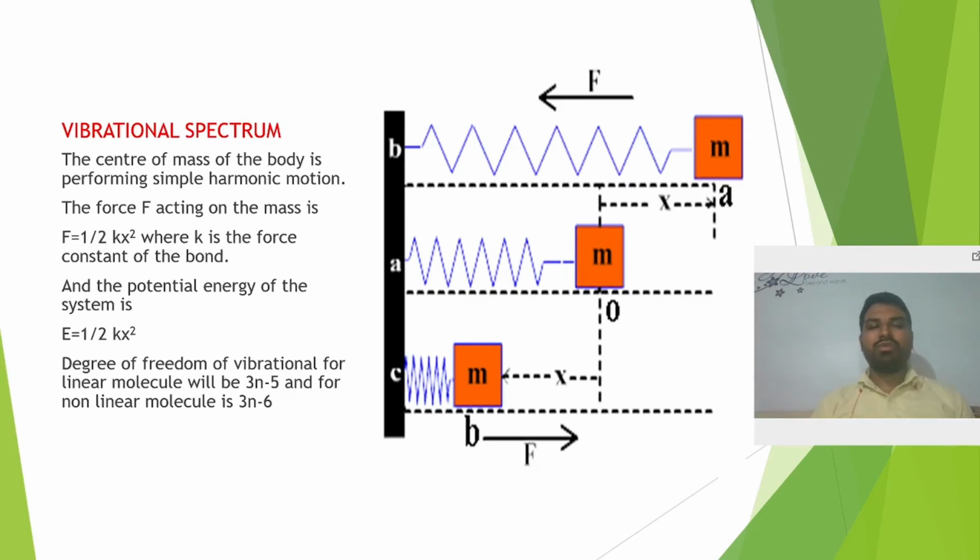Hence the vibrational degrees of freedom for a linear molecule will be 3n minus 5, and for a non-linear molecule 3n minus 6. This is the important concept. This is performing a simple harmonic motion. It will go down and come up. The distance will be x, and this will be the force acting upon it, and these are the masses attached to a string.